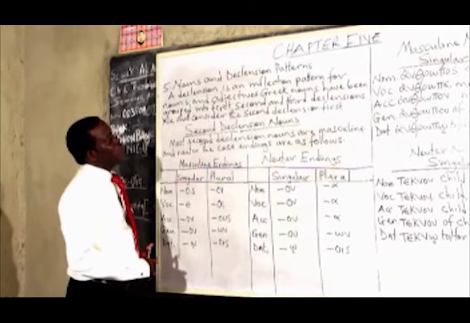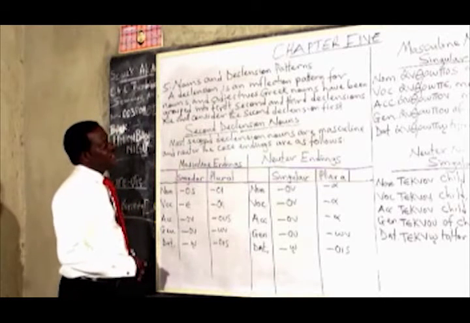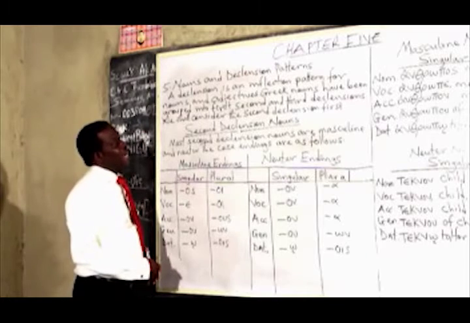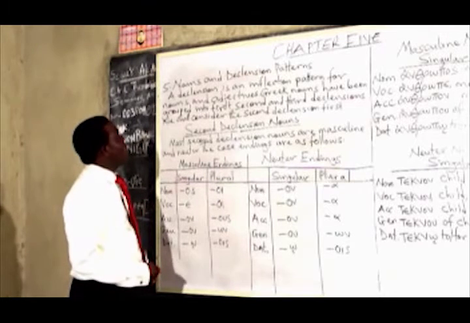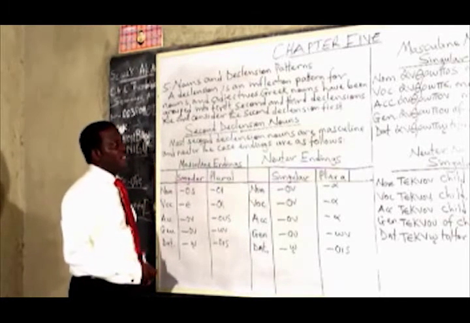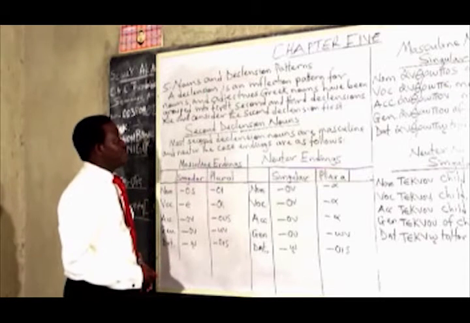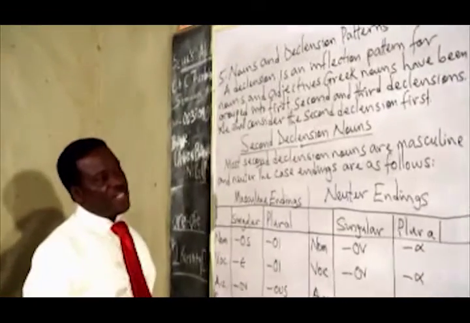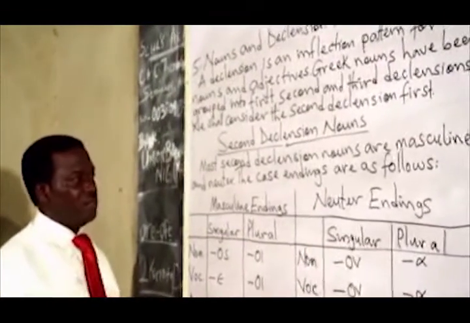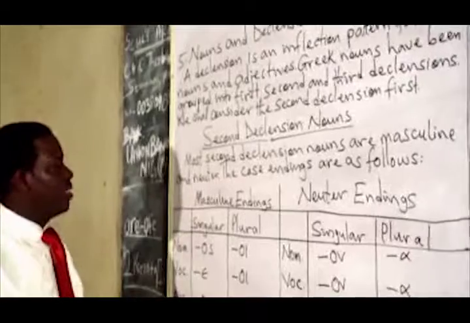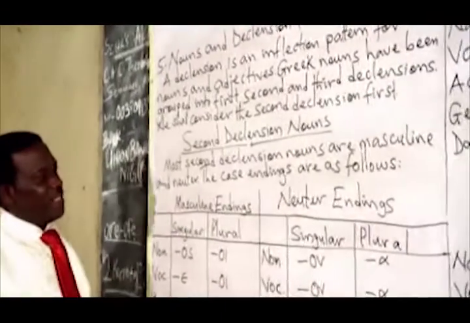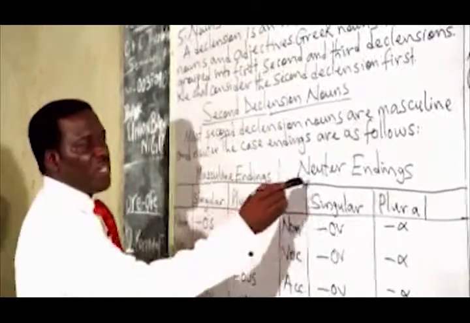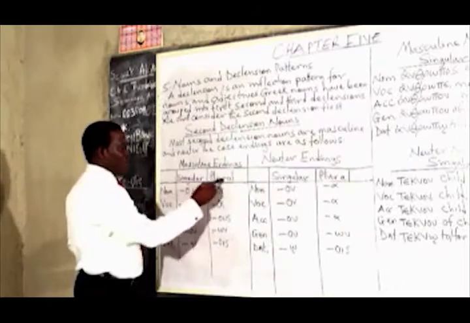Nouns and declension patterns. A declension is an inflection pattern for nouns and adjectives. Greek nouns have been grouped into first, second, and third declensions, and we will consider the second declension first. Most second declension nouns are masculine and neuter. We just have a few feminine nouns in the second declension. The case endings are as follows: masculine endings, neuter endings, singular and plural.